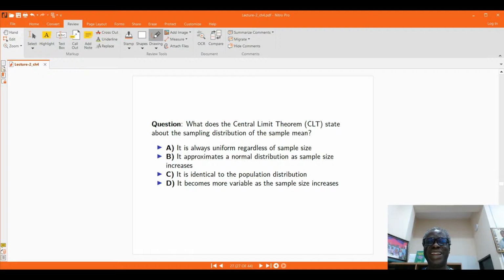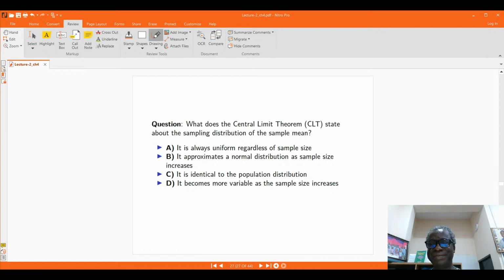What does the central limit theorem state about the sampling distribution of the sample mean? A, it is always uniform regardless of sample size. B, it approximates a normal distribution as sample size increases. C, it is identical to the population distribution. D, it becomes more reliable as the sample size increases.